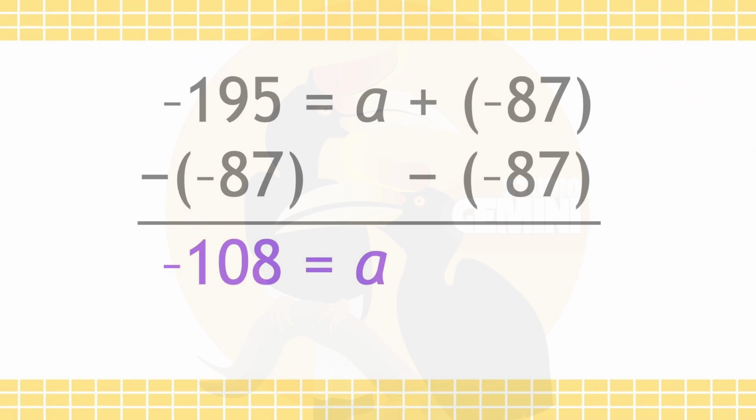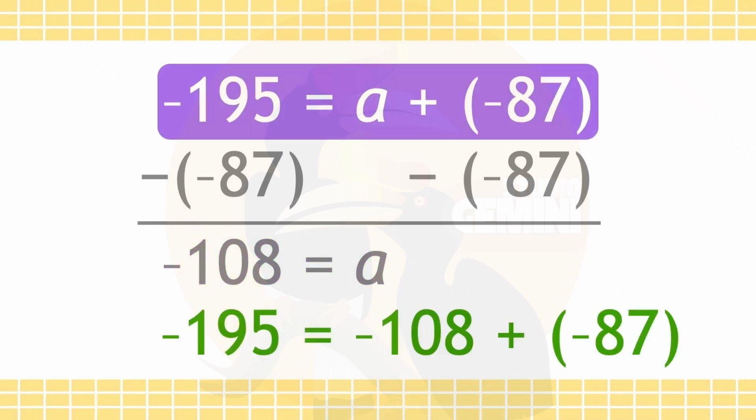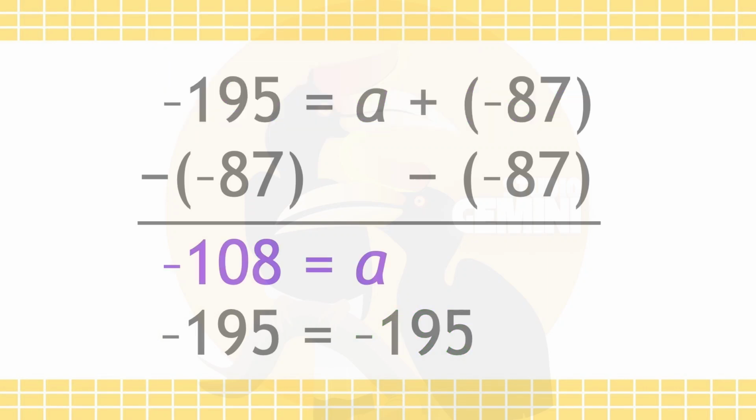And of course, if we plug in negative 108 for a in the original equation, we have negative 195 equals negative 108 plus negative 87. Since the sum of negative 108 and negative 87 is negative 195, we know a equals negative 108 is the solution to this equation. Wow, you just solved one-step equations involving adding, subtracting, multiplying, and dividing. So I'm confident you've got the steps down now.